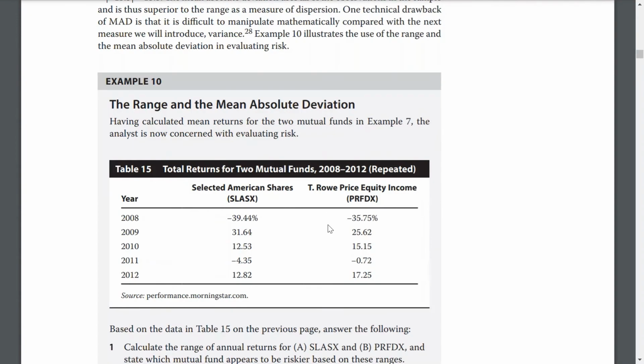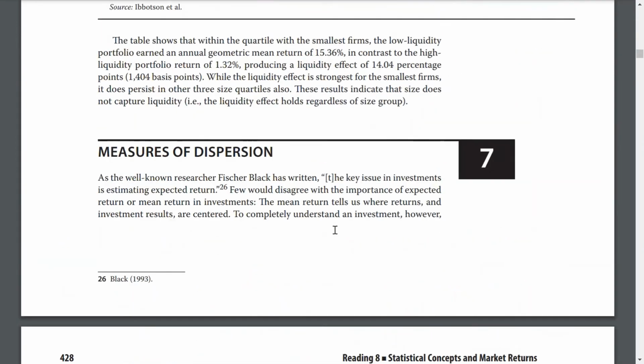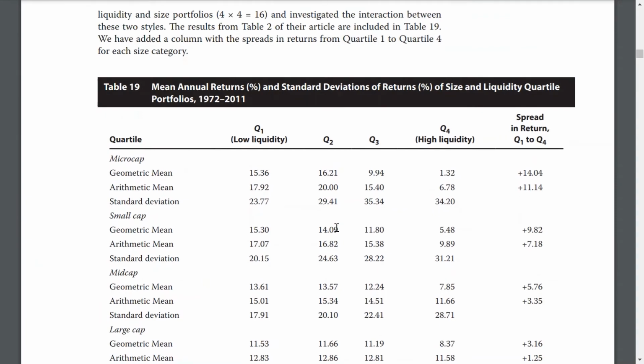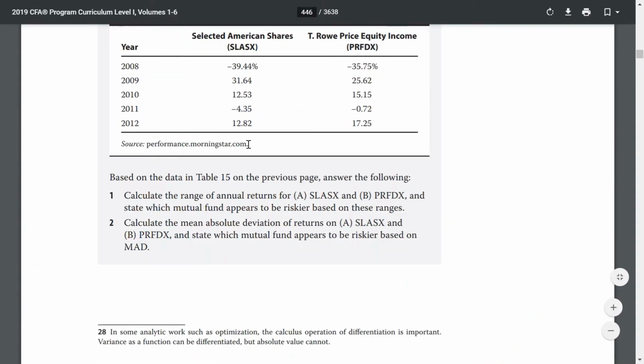Table 15. Is this table 15? It's table 19. Okay, well, I don't want to go all the way back to 15 though. Oh, this is table 15. Okay. So this is table 15.